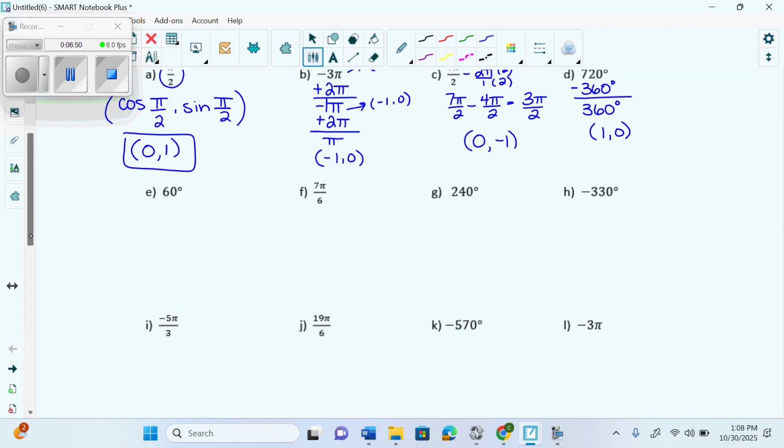2 more rows for you. Go. You do not have to do L. It's a repeat.